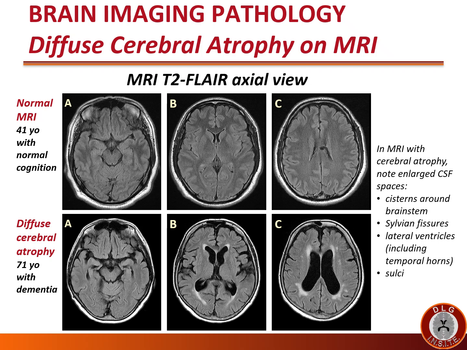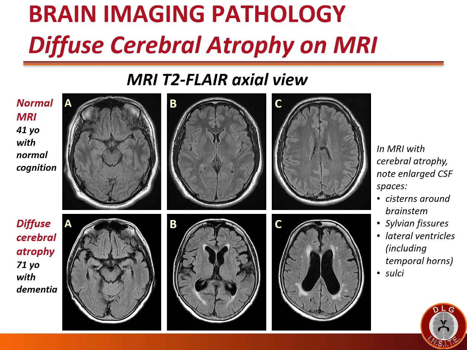But I wanted to compare these two slides, these two patients: a normal MRI in a 41-year-old with normal cognition, that's images A, B, and C in the upper half of the slide. And then images A, B, and C show an MRI scan from a patient who is 71 years old with dementia, showing diffuse cerebral atrophy.